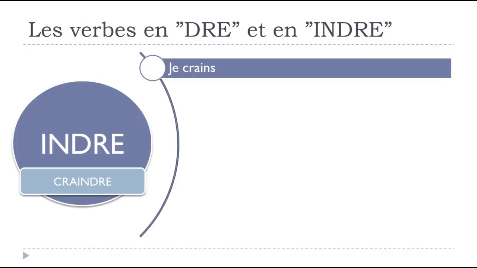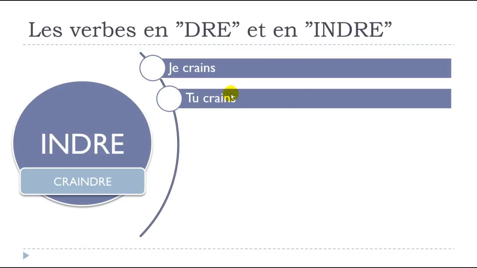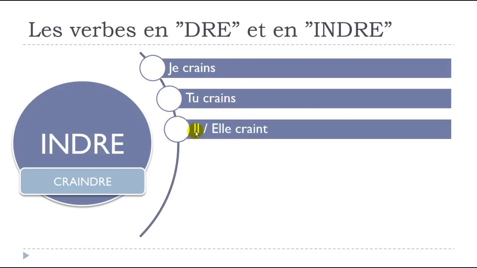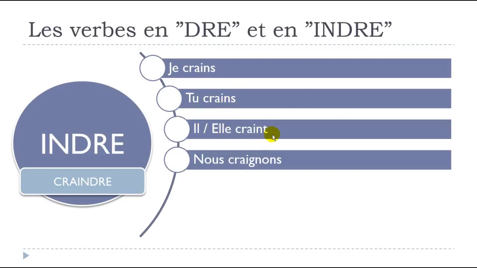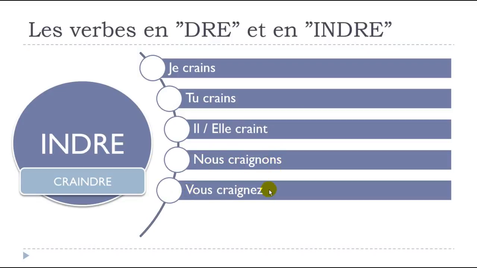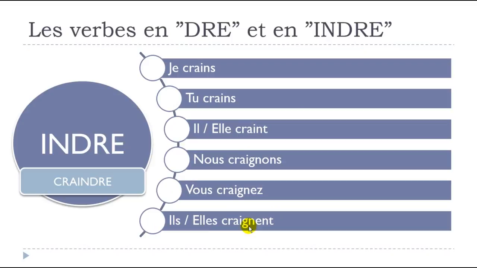Je crains, tu crains, il craint, elle craint, nous craignons, vous craignez, ils craignent, elles craignent. Okay, so you can see that for nous, vous, and then il, elle at the plural form, it is quite tricky because you've got this gn coming right here, and then the sound is craignons. Okay, you get the ñ sound.